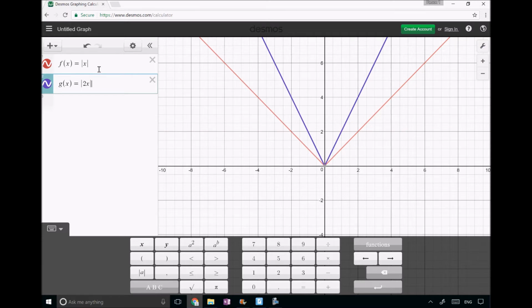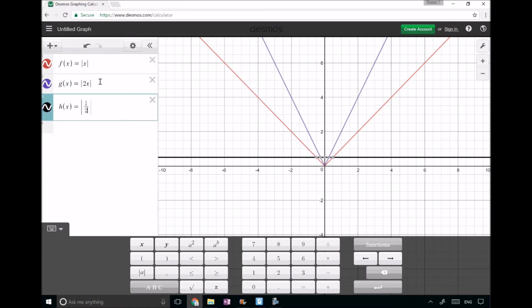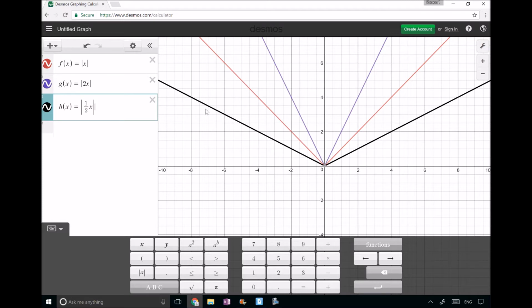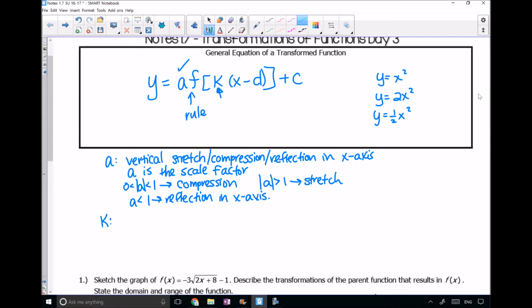But this time when my graph becomes skinnier, that means it's getting pushed inwards. So if you remember, this is actually a compression because my graph is getting pushed inwards. And then if I have h of x equal to the absolute value of 1/2 of the x, then my graph becomes stretched out horizontally. So k is going to be your horizontal stretch or compression, or we could also have a reflection, but this time it's not in the x-axis.